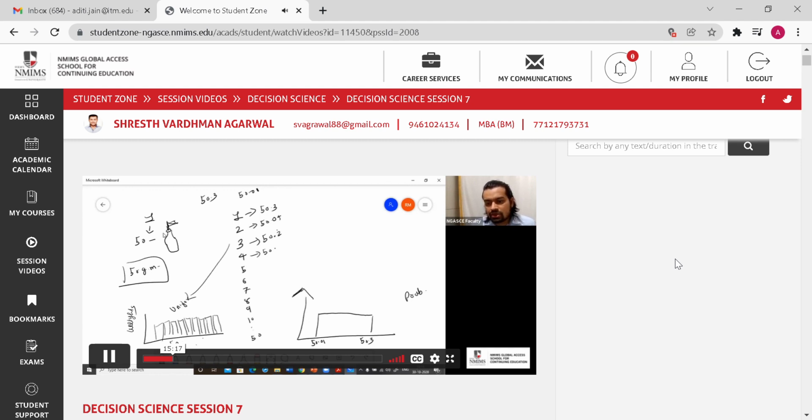What is the difference between these? 50.3 and 50.01. Tell me the difference. 0.2 means 20%. So this f(x) equals 1 upon b minus a, where b is the largest value and a is the smallest value, which is 0.20.